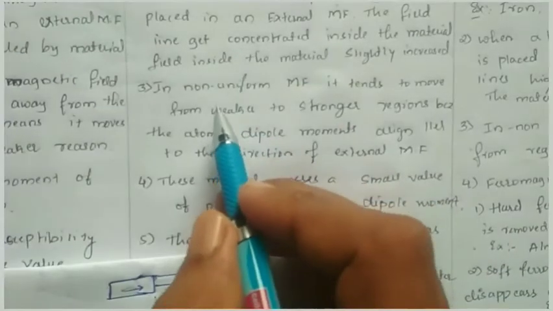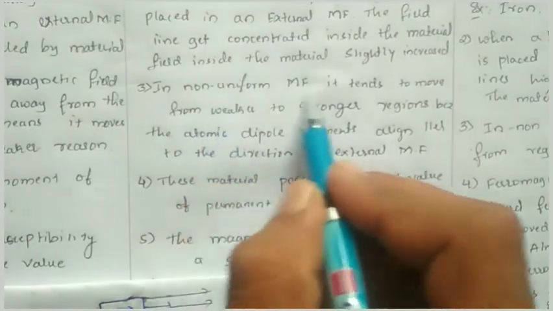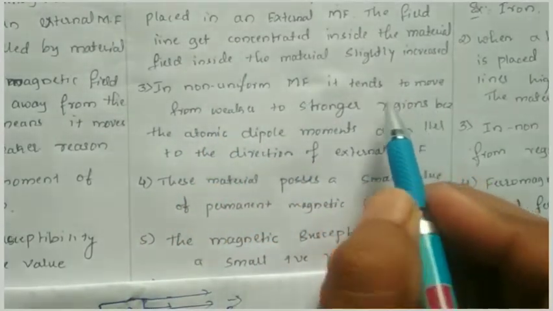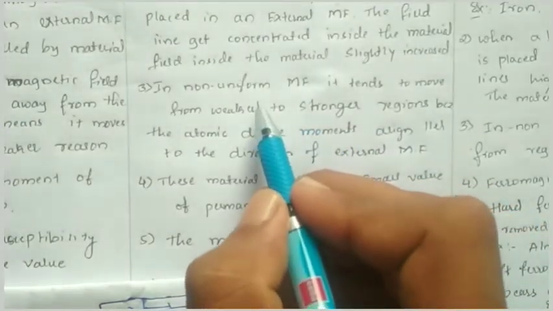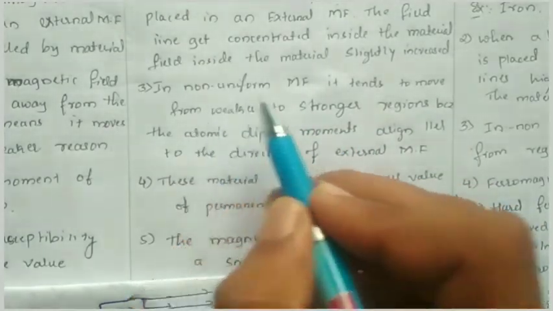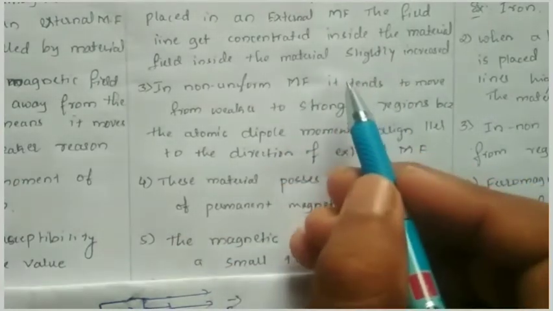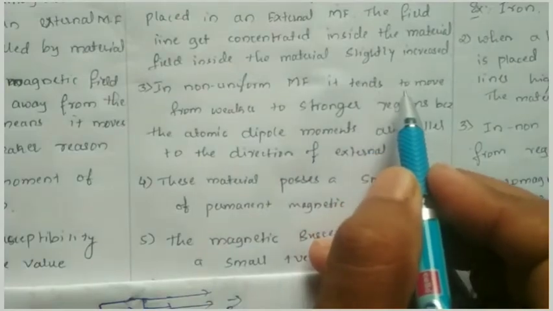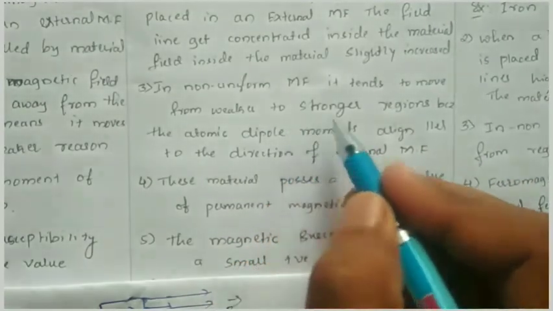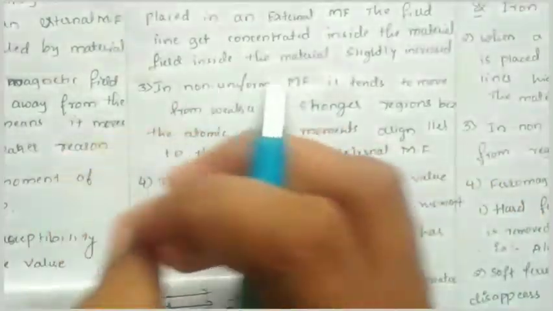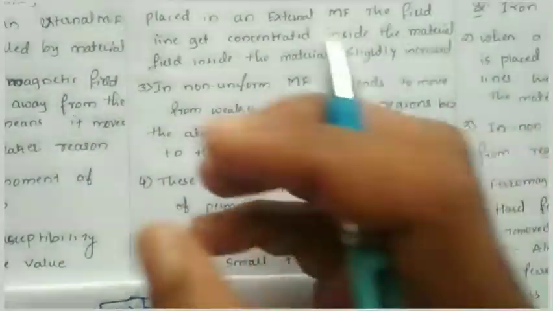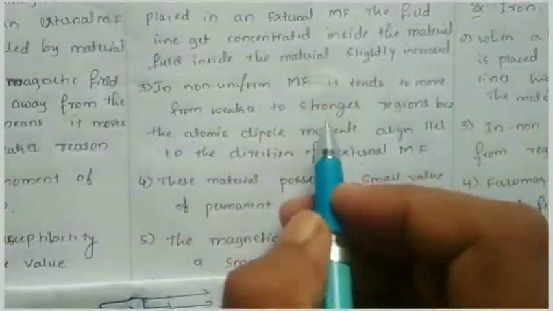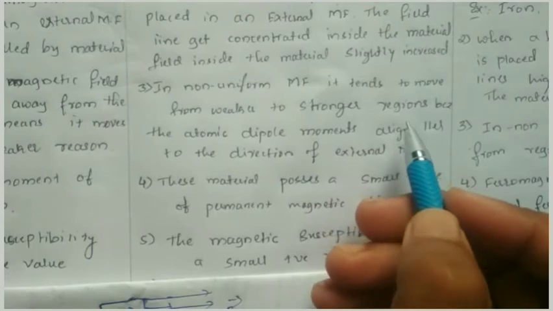Okay, and this is the second part. Next, in a non-uniform magnetic field, it tends to move from weaker to stronger region. In a non-uniform magnetic field, a diamagnetic material will move from stronger to weaker region because it will be repelled. But in a non-uniform magnetic field, ferromagnetic materials will move from weaker to stronger region. That means from weak magnetic field to strong magnetic field, it will be attracted by the external magnetic field lines.